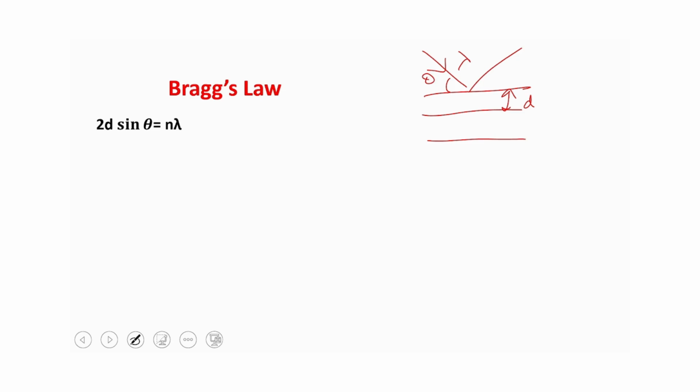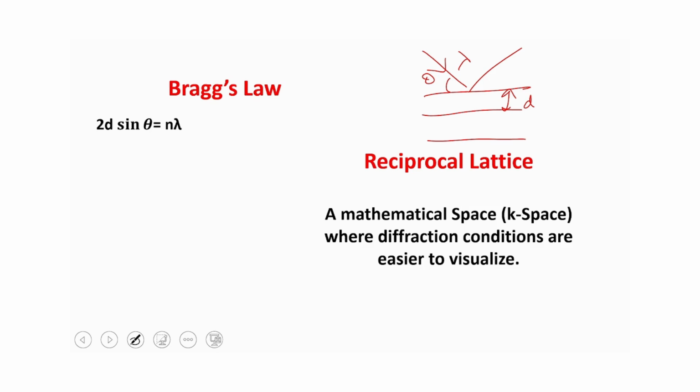So the diffraction will happen, we will get the diffraction pattern, only if the condition, which is 2d sin theta equals n lambda, is satisfied. The second concept that we are going to use in this video is the reciprocal lattice. This is a mathematical construction that allows us to visualize the diffraction condition more easily. I have already explained this concept and the construction of the reciprocal lattice in one of my earlier videos. Now let us try to understand this step by step.